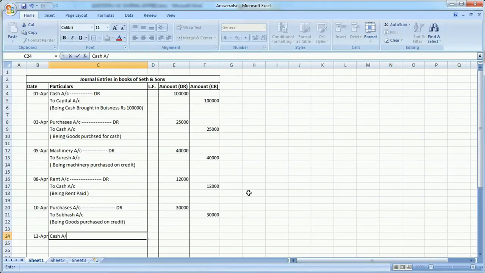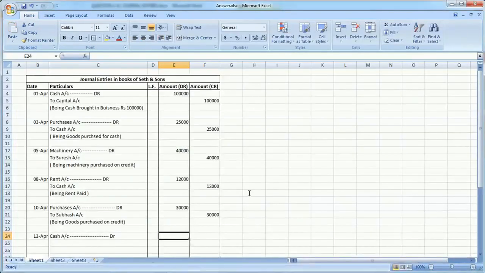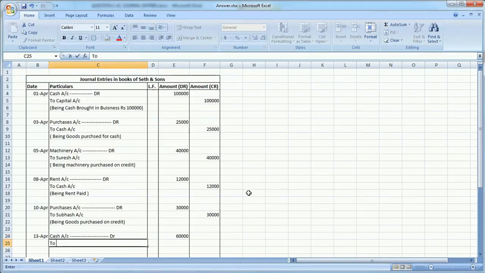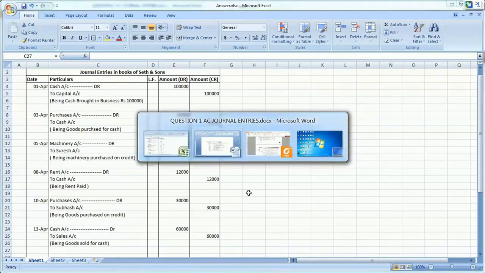Cash account, since the goods are being sold for cash, cash account, the amount is 60,000 rupees to sales account rupees 60,000 being goods sold for cash. That's the sixth adjustment. Cash account debit to sales account rupees 60,000.